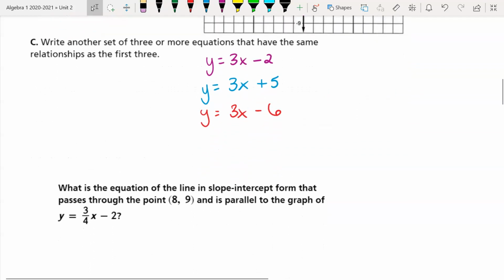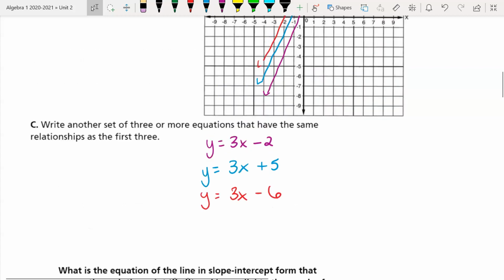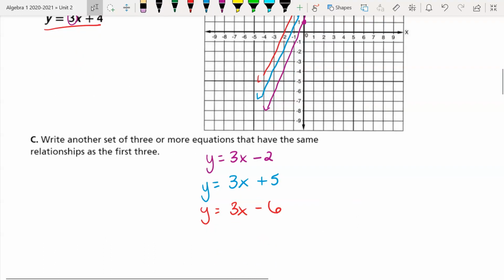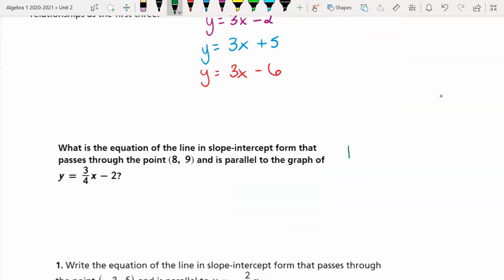So what is the equation of the line in slope-intercept form that passes through the point 8, 9 and is parallel to the graph of y equals 3/4 x minus 2? With all that being said, I hope you've noticed that parallel lines have the same slope.